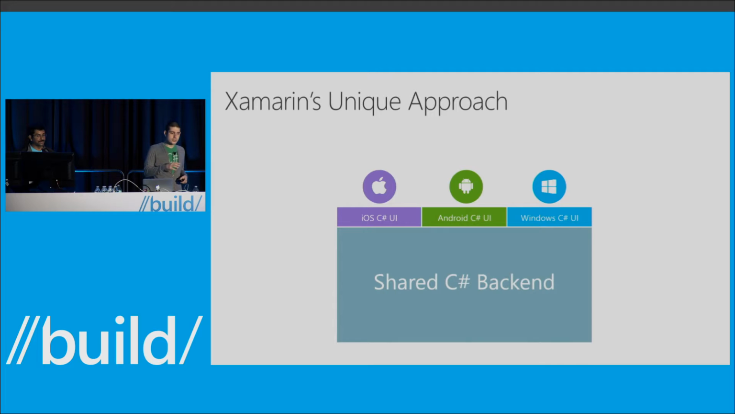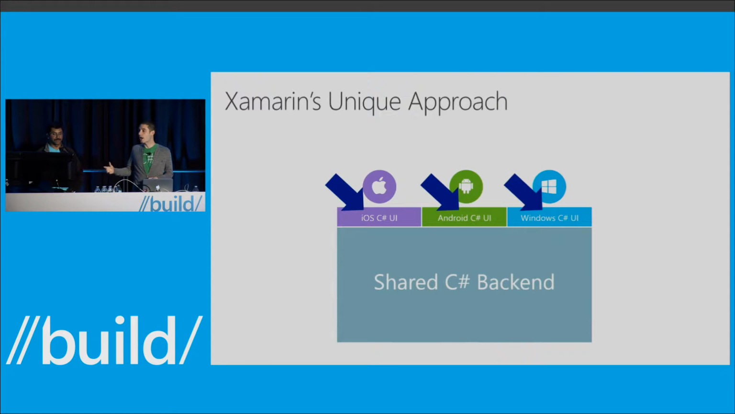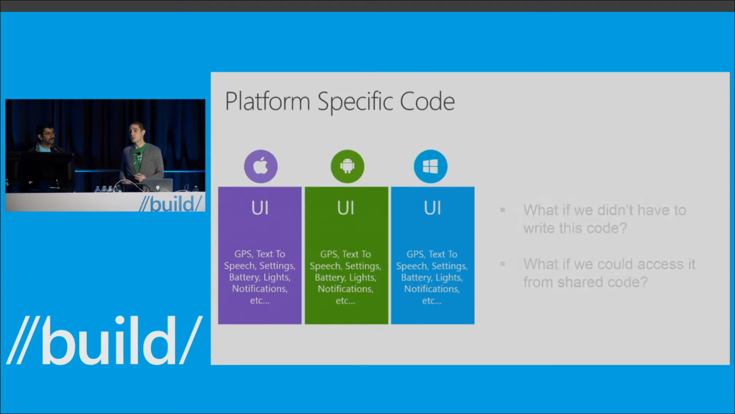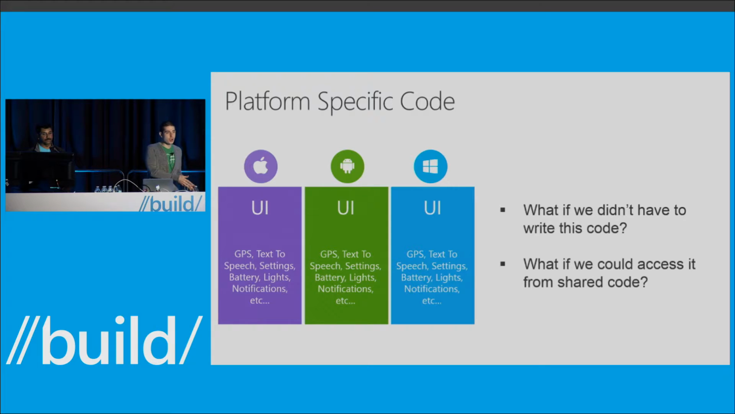So what's really interesting about how Xamarin works is that we have that shared C# backend, but we also have all this junk up here. That's what I like to call this junk. What is this junk? We say it's UI, but at the same time, it's a lot of other things, such as GPS, text-to-speech, settings, anything that's platform-specific, whether it's on iOS, Android, or Windows. So wouldn't it be great if I could write less of this code and had a common API to access?